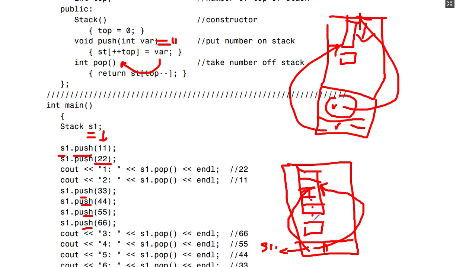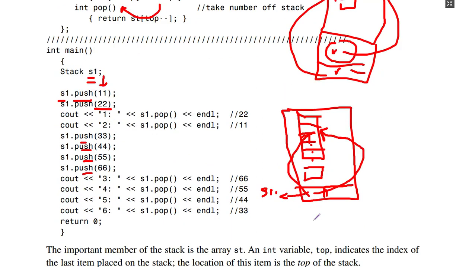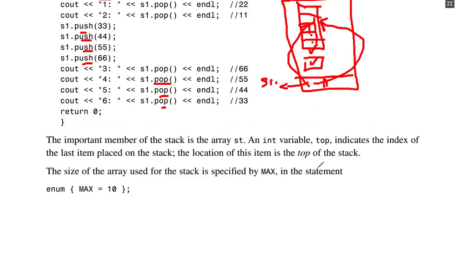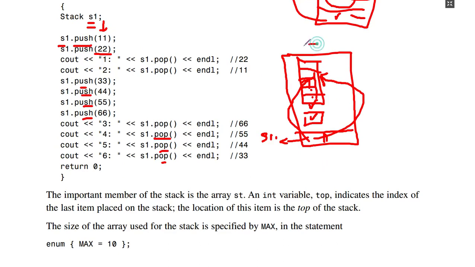And if we say pop, it would first provide you the last number, then the second last, the third last, and the fourth last. It would provide you the number, and it will also change the value of the top variable with every push. So this is a very good example which says that we can actually have an array of data items in a class.